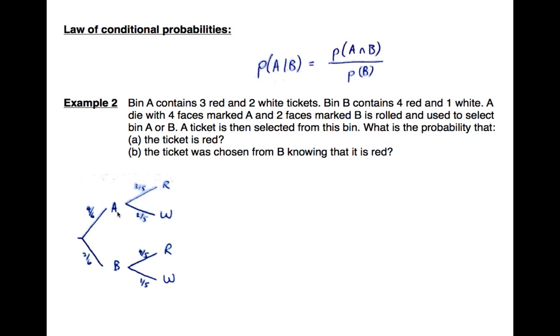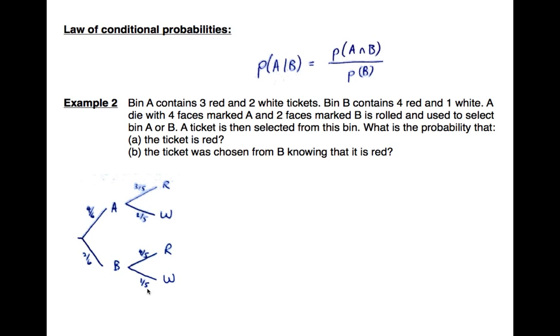Now, if we go to bin A, there are 3 red tickets out of 5 and 2 white tickets out of 5. So the probabilities here are 3 out of 5, 2 out of 5. If we were to draw a ticket from bin B, there are 4 chances out of 5 that we will get a red ticket, and only 1 chance out of 5 that we will get a white ticket. So I wrote 4 over 5 and 1 over 5.